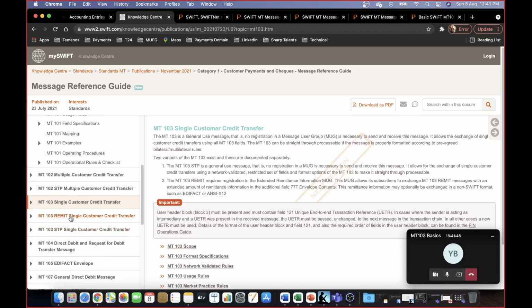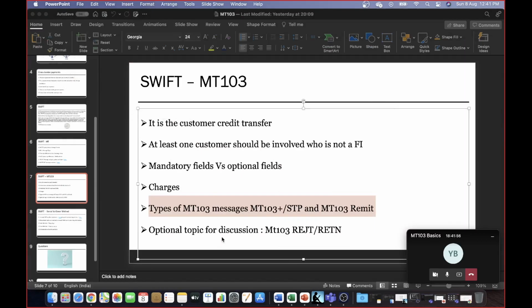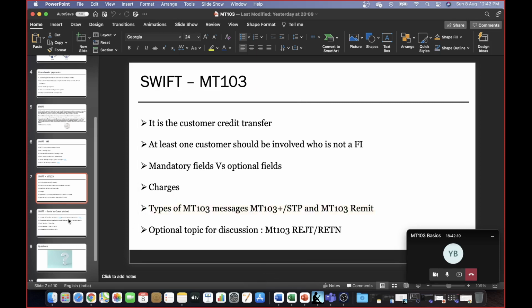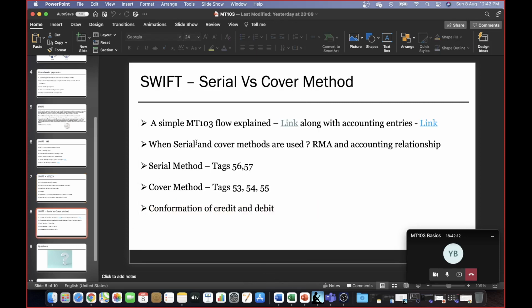REMIT means that it has extended remittance information, the one that we discussed earlier, where we talk about the purpose of the payment and so on. So I just wanted to quickly run through this. I also had two optional topics, MT103 reject and return. There are two more MT types of MT103s, but they are totally different from a regular MT103. Hence, due to lack of time, I think we can skip this and we can probably work something out in the next session.